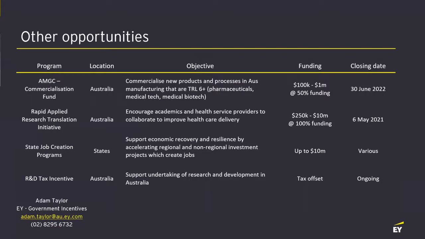If the streams in the MMI don't really align with your projects, or perhaps the spend is a little bit outside of your range, there are some other opportunities that can be explored that are currently open. A few of these are on the screen. So the first is the Advanced Manufacturing Growth Center.